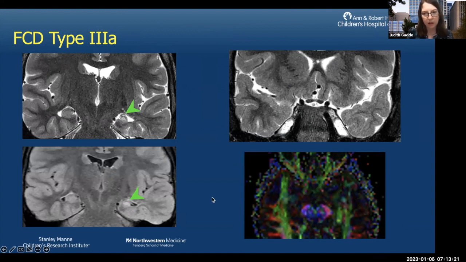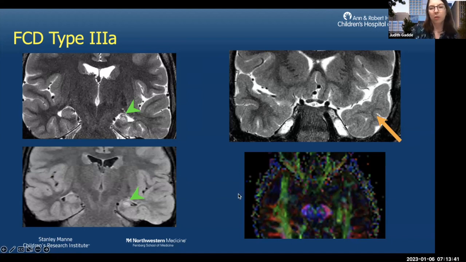And more subtly, here in the anterior left temporal lobe, we can see a little blurring and increased T2 signal in the white matter of the left temporal lobe compared to the right. See how well defined and T2 hypointense the white matter is here on the right.